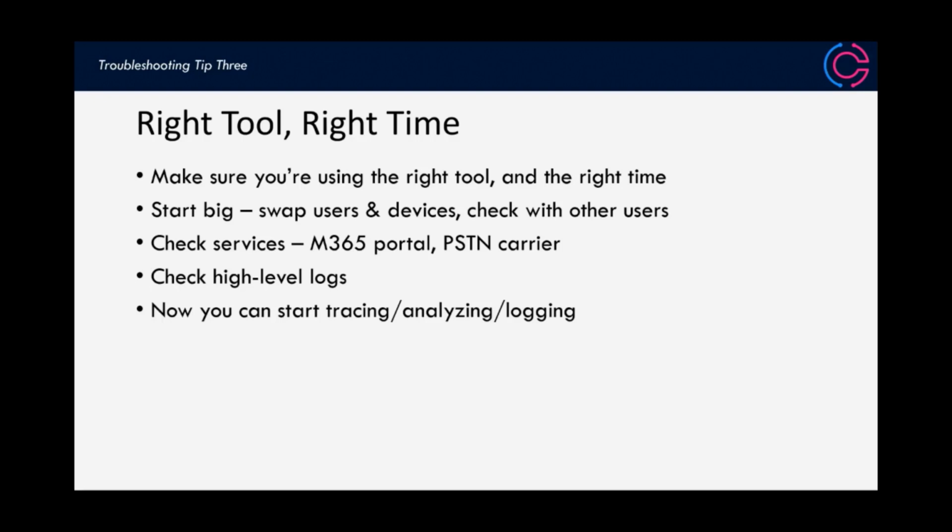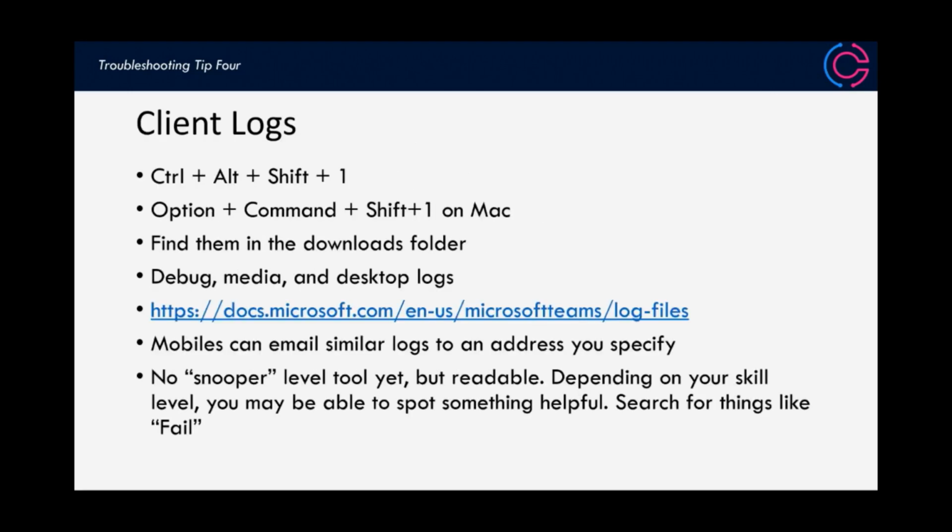Don't be starting up Wireshark or syslogs on your gateways and your session border controllers right away. Check your services, check Event Viewer, check your high-level logs, swap users and devices. If John can't make a call on his new PC and Sarah can on hers, what happens if Sarah and John log onto each other's PCs or log onto Teams on each other's PCs? Can they make that phone call? Does the issue follow the PC or the user? There's a great clue as to what you need to look at.